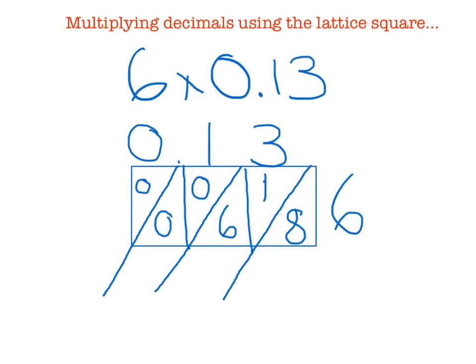Okay, now we add. We just bring down the 8. We're not adding anything to that. 1 plus 6 is 7. 0 and 0.